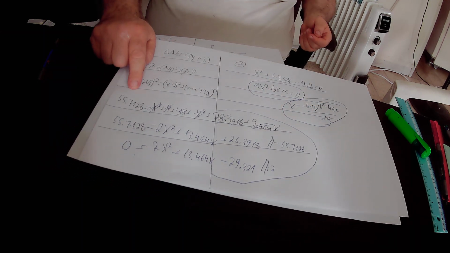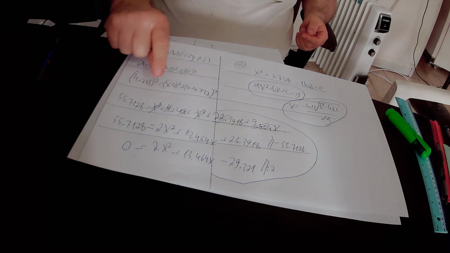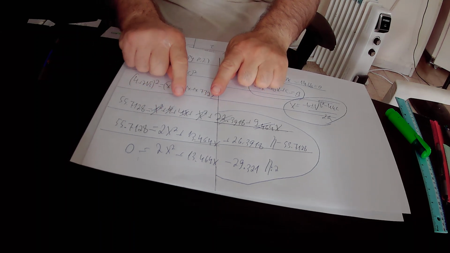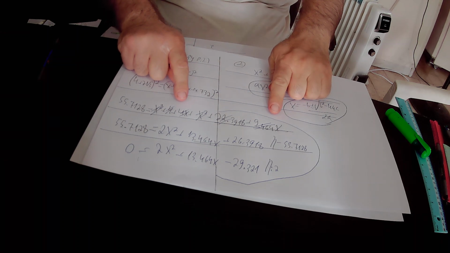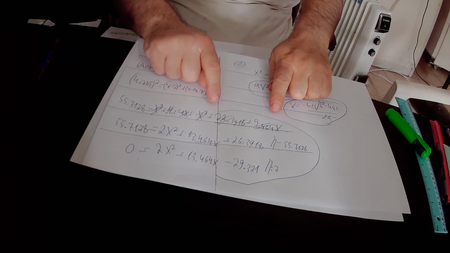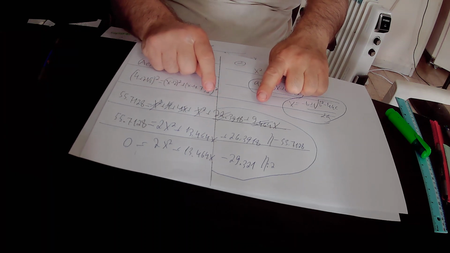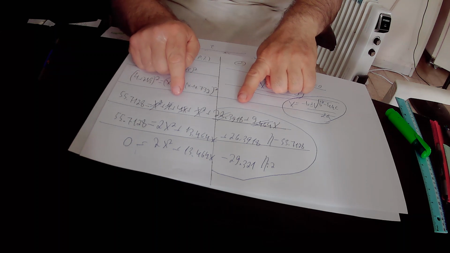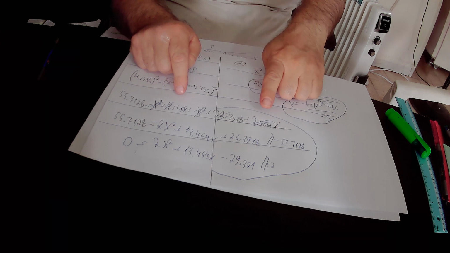So in this side of the equation we have 55.7128. In the other side of the equation we have x² + x², that is 2x², and we also have 4x + 9.464x, that is 13.464x, and we also have here 4 + 22.3918 equals 26.3918.